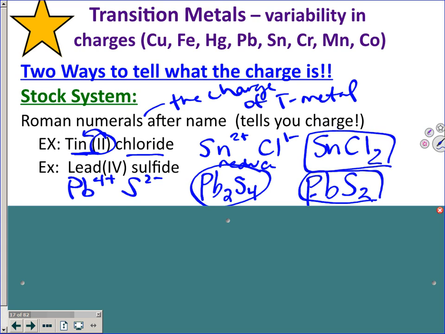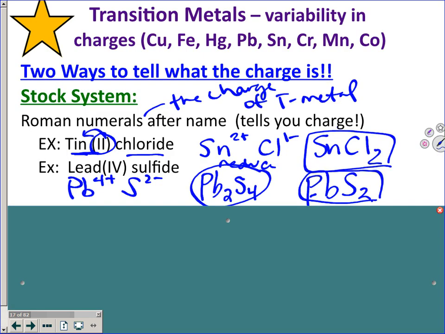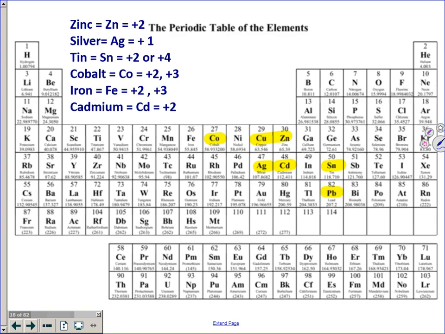I have some examples to do with you, okay? Oh, before I do that, I just said, in general, this is a big generalization, that transition metals have variable charges, except for like 3 of them. 3 of them have standard charges. Okay, here they are. The 3 standard charges are: zinc always has a 2+ charge. Write this down. Zinc always has a 2+ charge, and I remember that because the Z kind of looks like a 2.